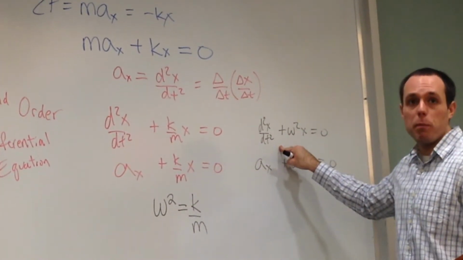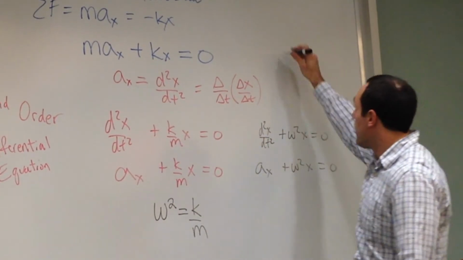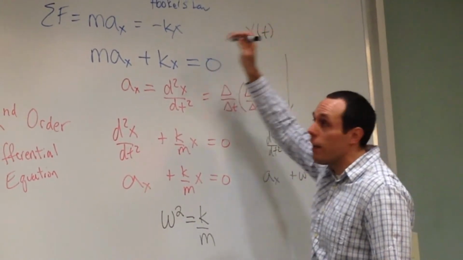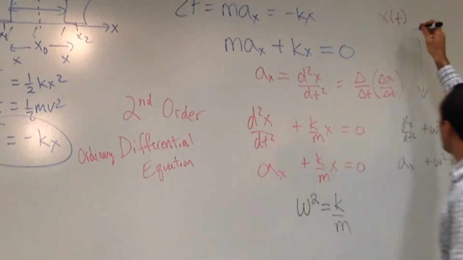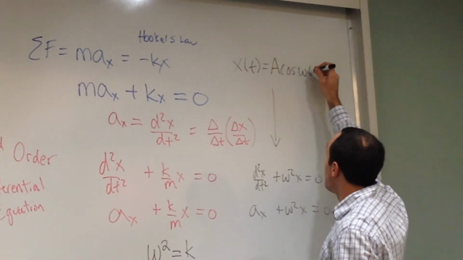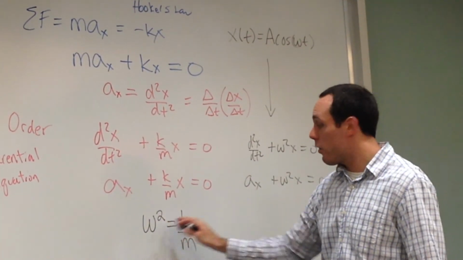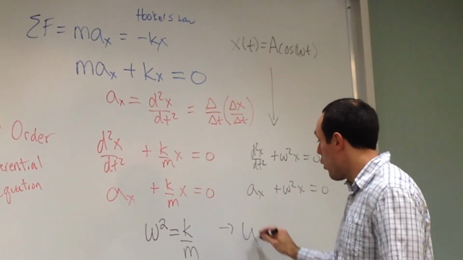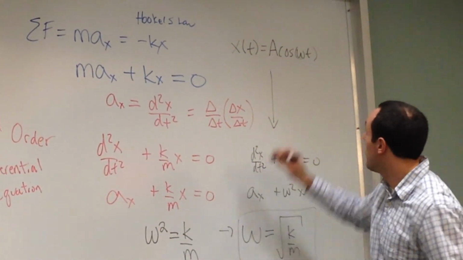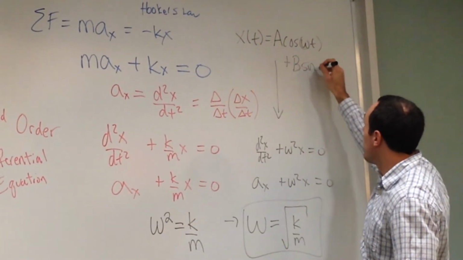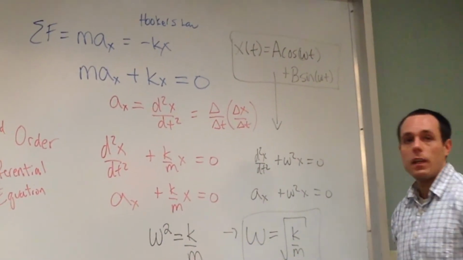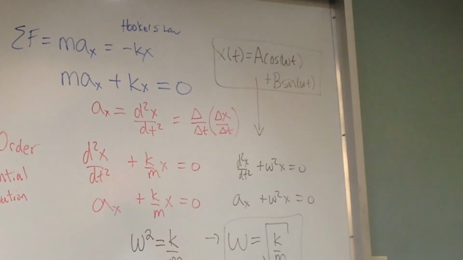But the solution to this problem right here, the second order differential problem, is always going to be the same. The solution is that x at any time t, which is what we're looking for, the position at any time t, is going to be equal to a constant a multiplied by the cosine of omega t. And realize omega squared is k over m, so that means that omega is the square root of k over m. Plus b, another constant, times the sine of omega t. This is the general solution to that problem.